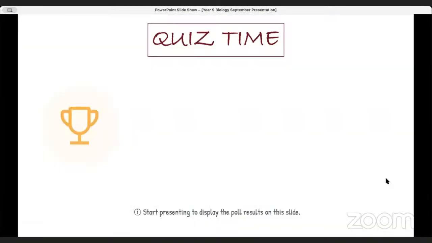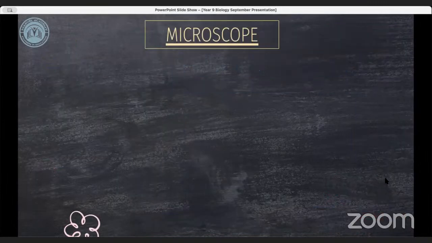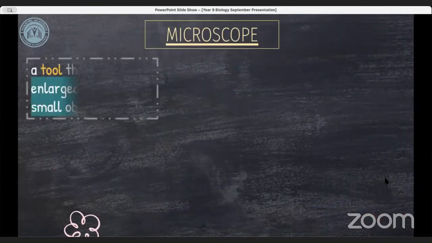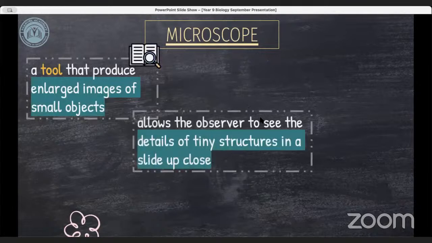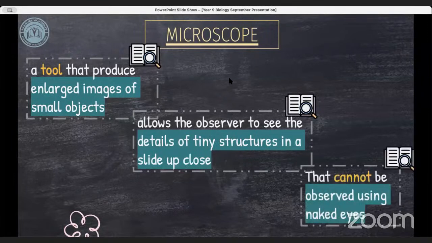And then the last topic we covered was about microscopy. So we learned the importance of these microscopes. We learned that in order to enlarge small images, because most of the cellular structures are not visible to the naked eye, we need to enlarge them.